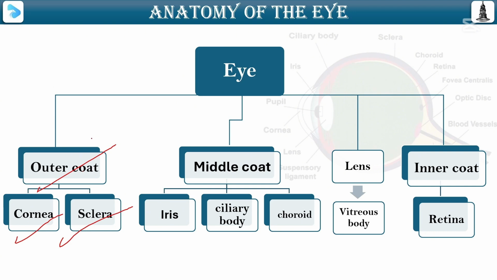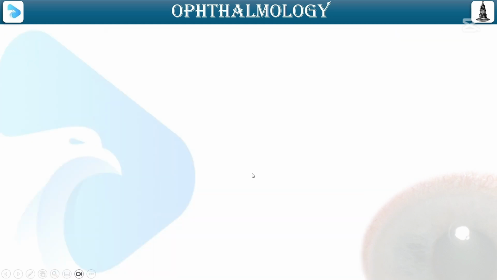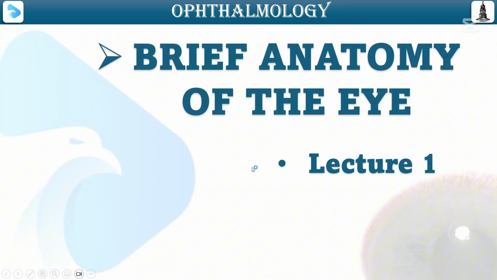Okay, let's go to the ophthalmology book, the department book, and we made a very beautiful thing. We got all the info inside the department book and we put it in points in order to make it easier for you to study. So this is the department book, Brief Anatomy of the Eye.